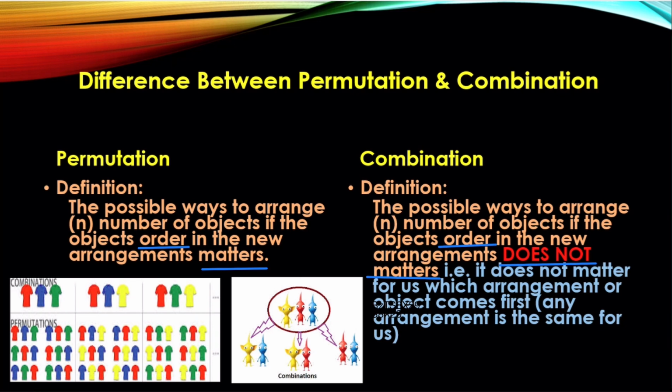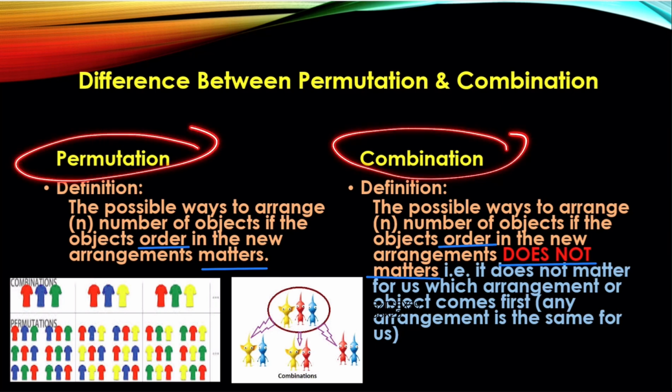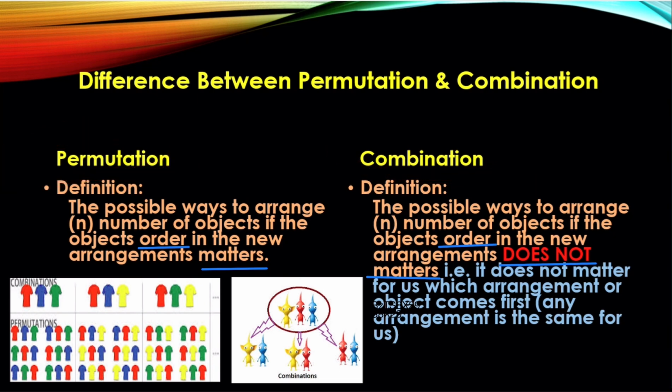So here we talked about the definition of permutation, where the order matters, and we also talked very quickly about combination, where the order doesn't matter. What does it mean, doesn't matter? It means it will not make any difference for us which arrangement comes, or which item comes first. In this case, it will be combination. But if the difference matters for us, if the order matters for us, it is permutation.